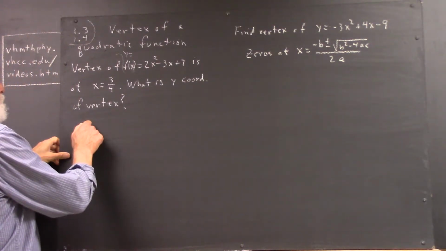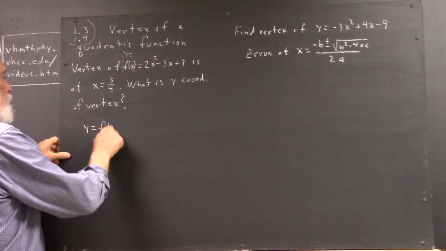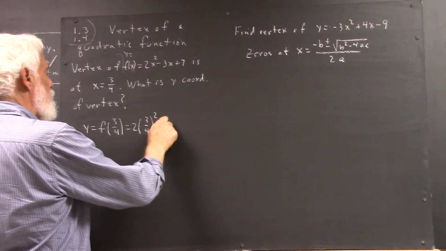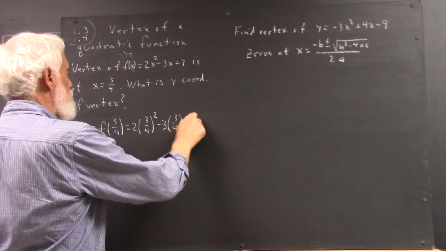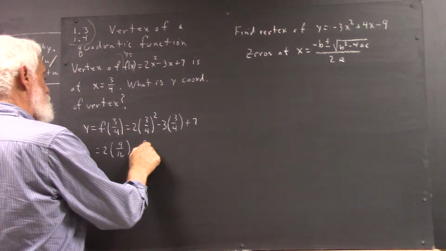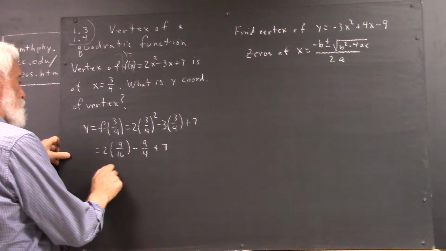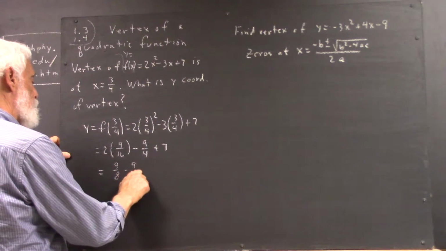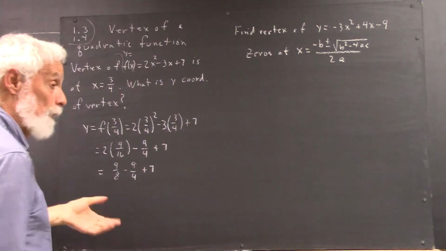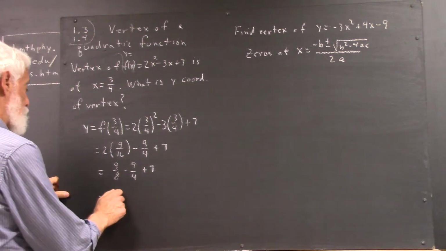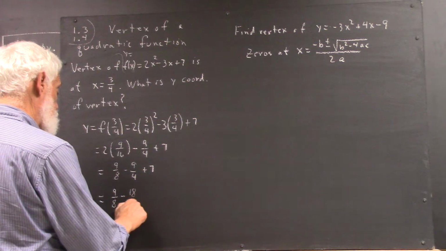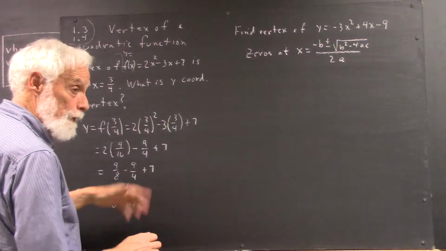So, y equals f of 3/4 equals 2 times the square of 3/4 minus 3 times 3/4 plus 7. And that's 2 times 9/16 minus 9/4 plus 7, which is 9/8 minus 9/4 plus 7, and I'm not going to go through the details of the fractions, but we have to have a common denominator, and it's going to be 8. So we have 9/8, and then we multiply both the 9 and the 4 by 2, we get an equivalent fraction, 18 over 4. And 7 is 28/4.